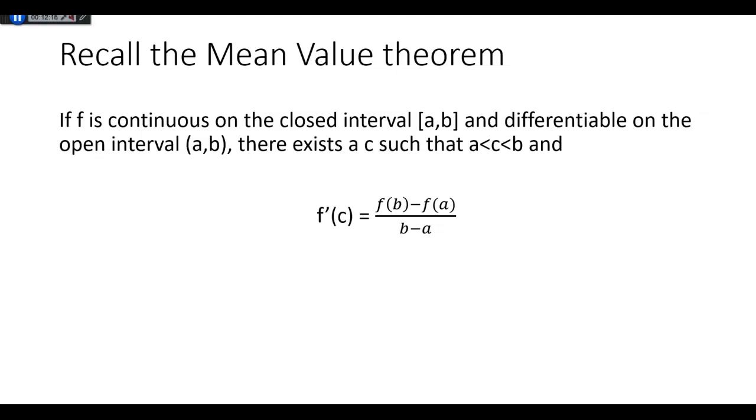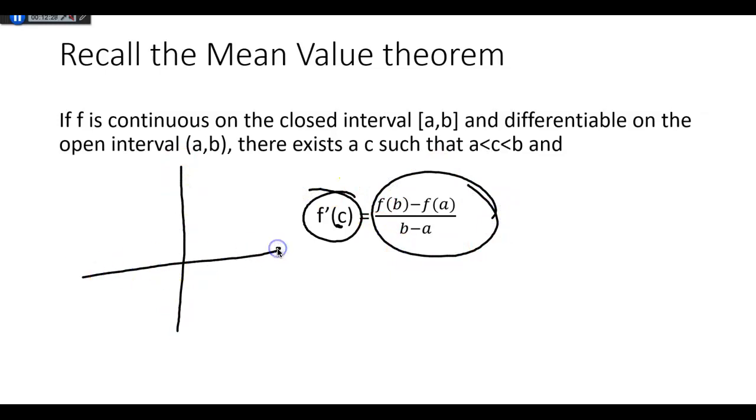The mean value theorem is one of those theorems that says that if you have a continuous function and it's differentiable, somewhere along that curve, the instantaneous rate of change is equal to the average rate of change. In other words, the tangent line is parallel to the secant line.